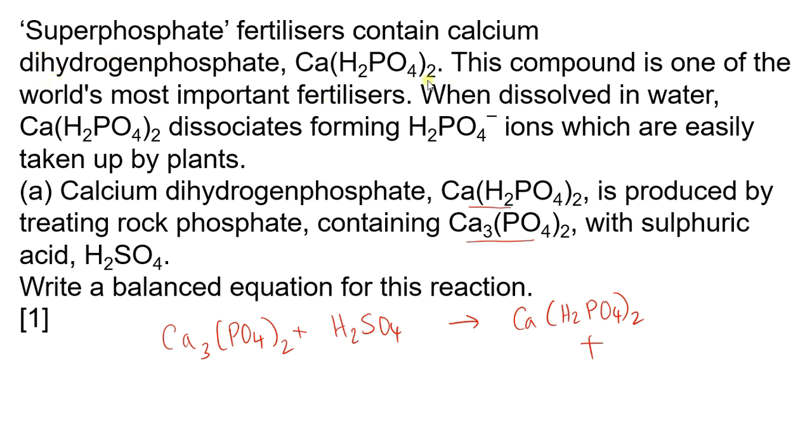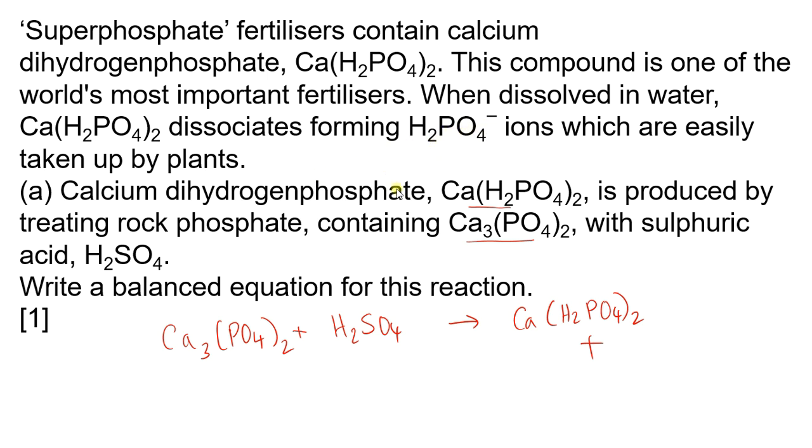If you read this question, it says that when dissolved in water, calcium phosphate dissolves. So you have this fertilizer, calcium dihydrogen phosphate. This compound is one of the world's most important fertilizers. When dissolved in water, it forms these ions, which are taken up by plants really easily through the roots.